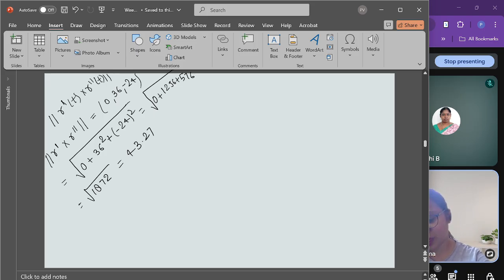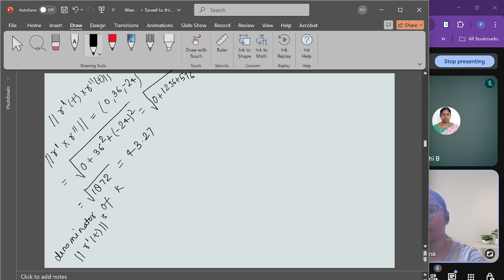Now we need to find out the denominator part as well. The denominator of k, that is curvature. I'm just writing it here for convenience so that you do not get confused. Here it is |r'(t)| whole cube, right? So first we will find out the magnitude of r'(t).